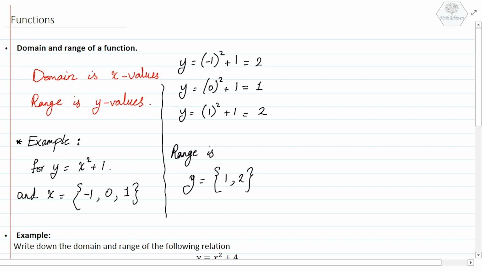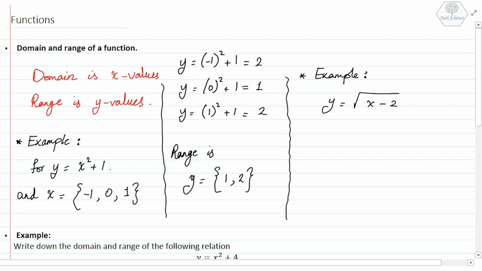Now, always for the range, we look at the y values, and for the domain, we look at the x values. But let's say we have this example. If I tell you that y is equal to the square root of x minus 2, can x take any value in this case?